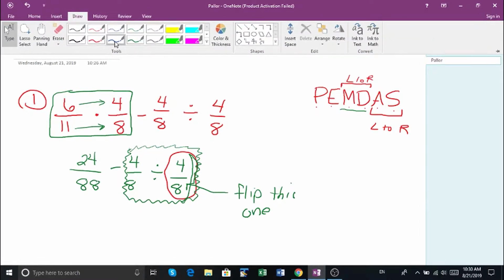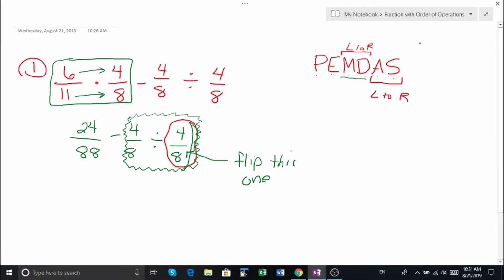So what that's going to give us is 24 over 88 minus 4 over 8. That division sign changes to a multiplication once you flip that second fraction. So now we have the 4 over 8 from right there. The division became a multiplication because we flipped this second fraction. So we started with 4 over 8, but now we have 8 over 4. Okay.